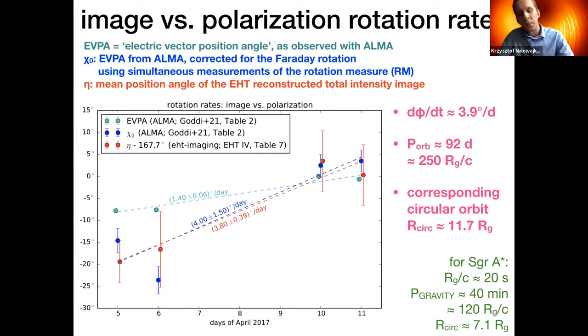is showing a faster rotation rate, and it actually appears to coincide with the rotation rate of the mean angle computed from the total intensity image, which was done in the fourth paper of the collaboration. It looks like a curious coincidence that we might have here a rotation rate of about 4 degrees per day, which corresponds to an orbital period of about 90 days or 250 gravitational radii, which corresponds to a circular orbit of about 12 gravitational radii.